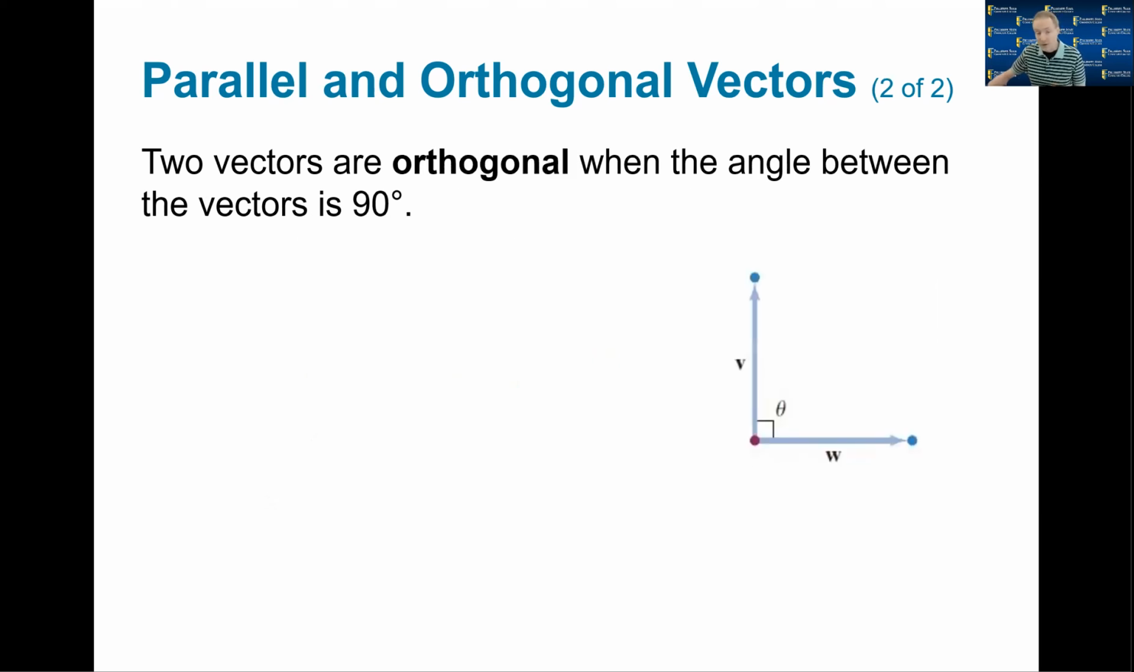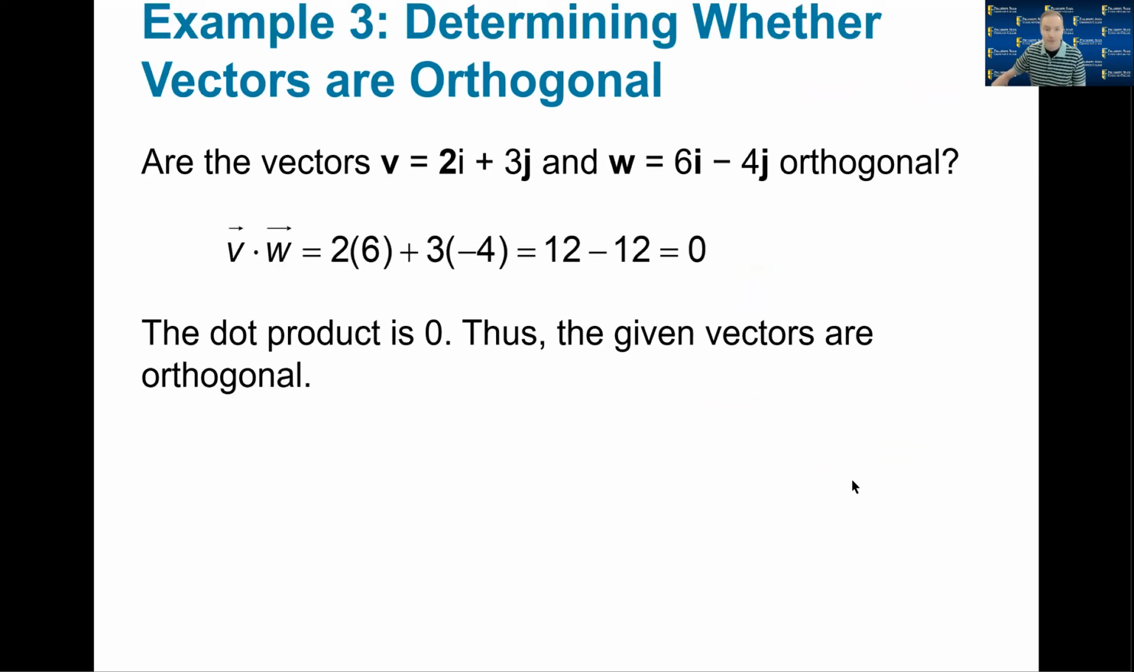Now, orthogonal vectors, it's when they meet at a right angle. And the nice thing about that is that the dot product will be 0, showing us that the two vectors are orthogonal. Remember, again, it's because the cosine of a 90-degree angle is 0. So whenever you take the dot product, which is the magnitude of the two vectors times the cosine of the angle between them, boom, the dot product will be 0 when the vectors are orthogonal.